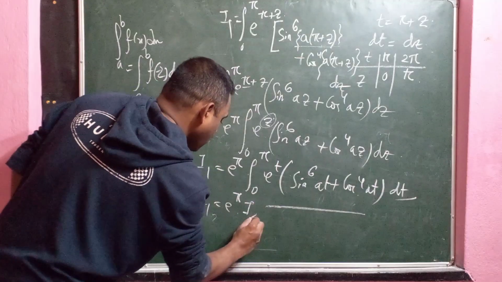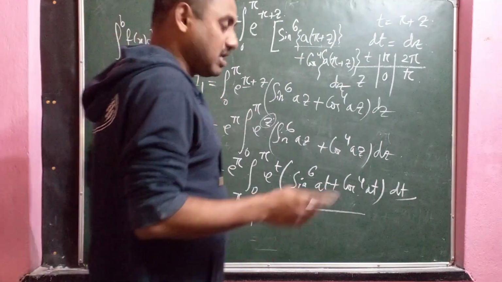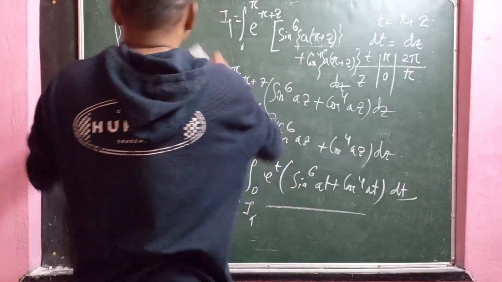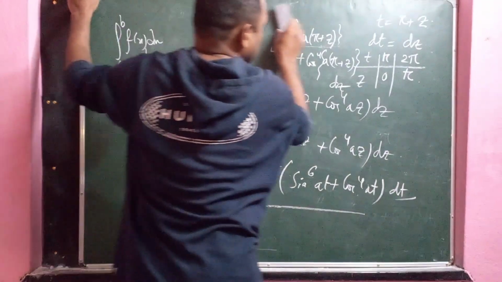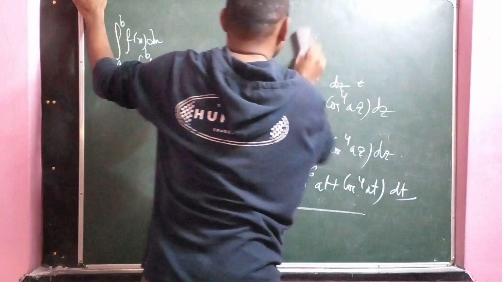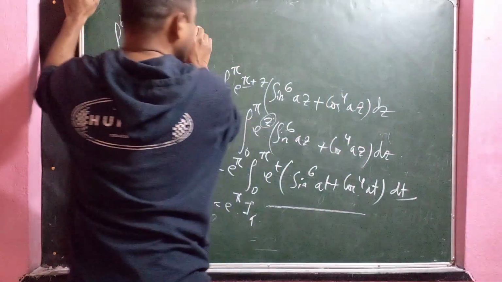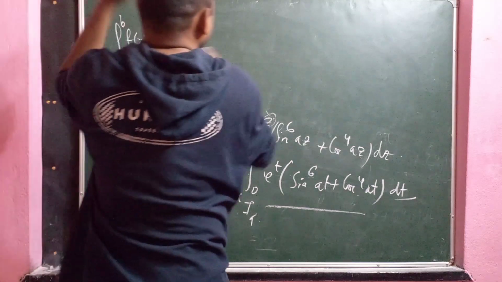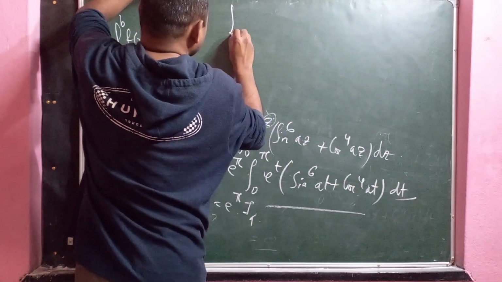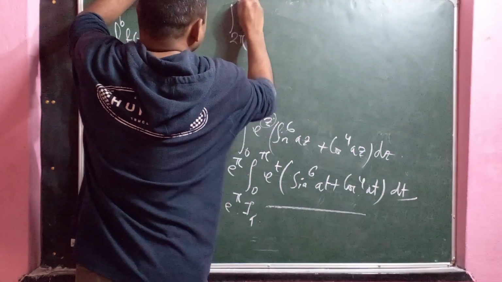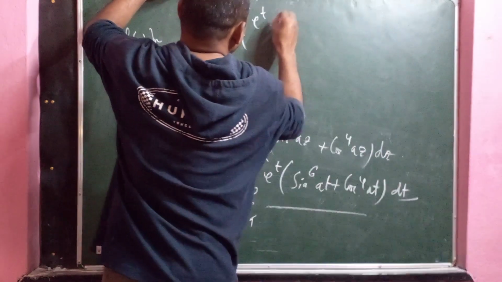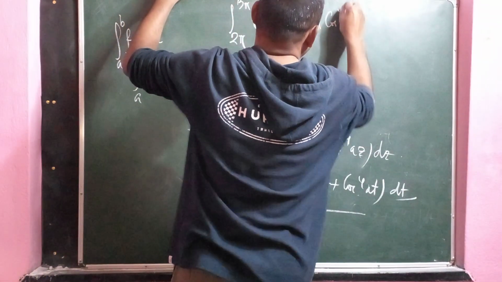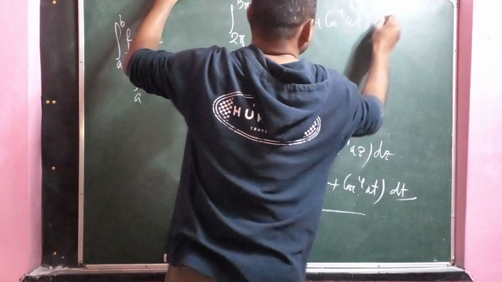Suppose this is I4, the last one, the denominator. Now similarly, if I take this integration, suppose the integral from 2 pi to 3 pi of e to the power t sine 680 cos 480 dt.